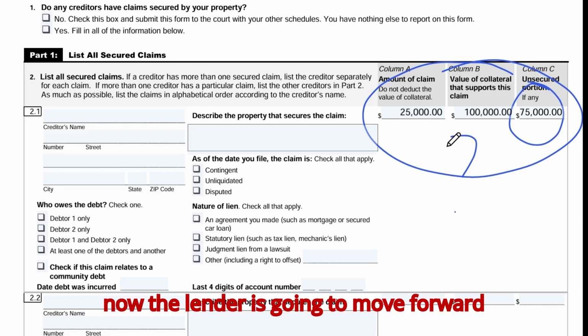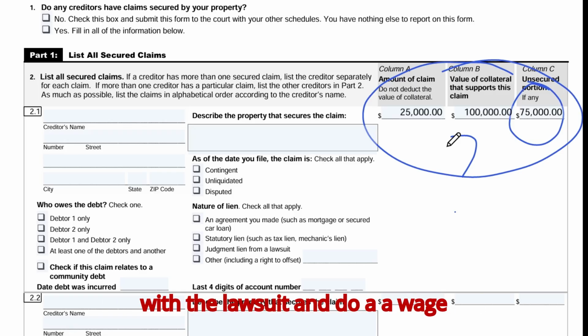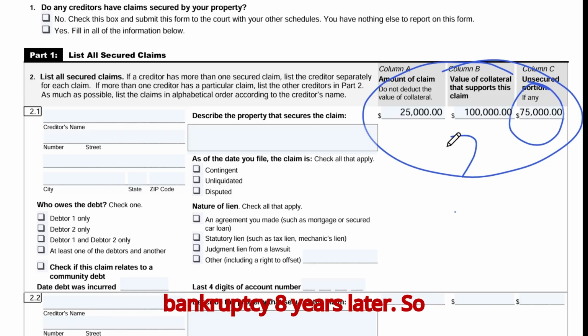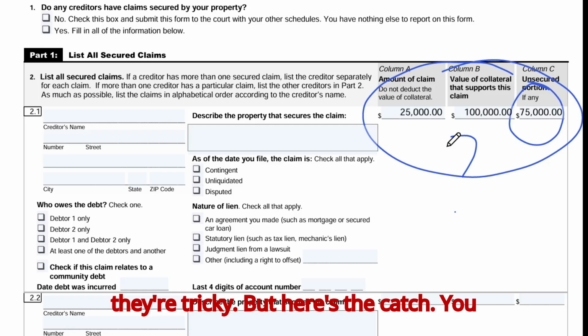So now the lender is going to move forward with the lawsuit and do a wage garnishment, and they have all this time frame to collect until you do the second bankruptcy 8 years later. So reaffirmation agreements, they're tricky, but here's the catch.